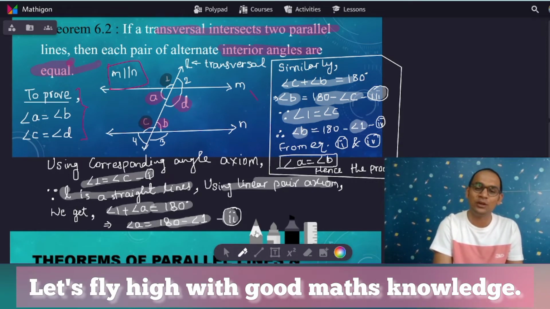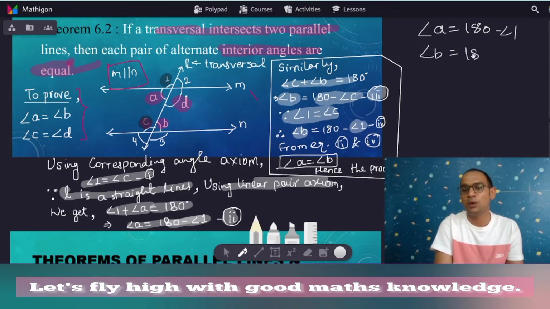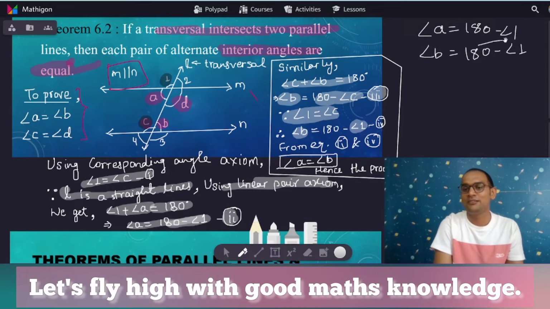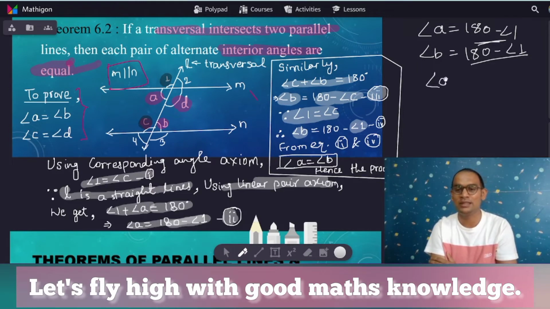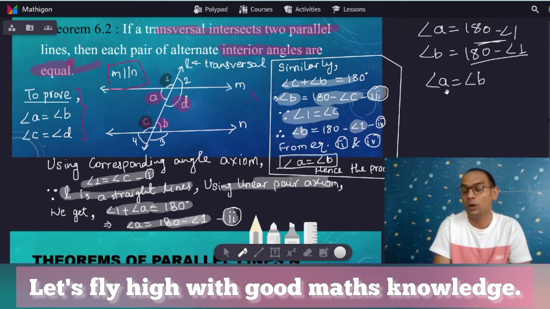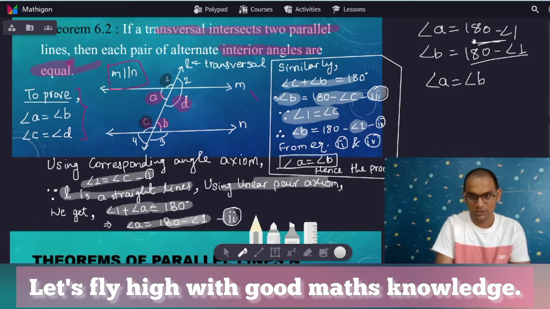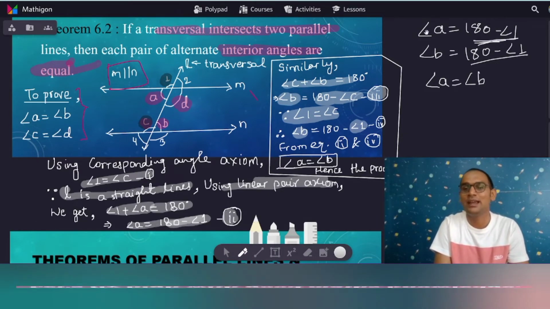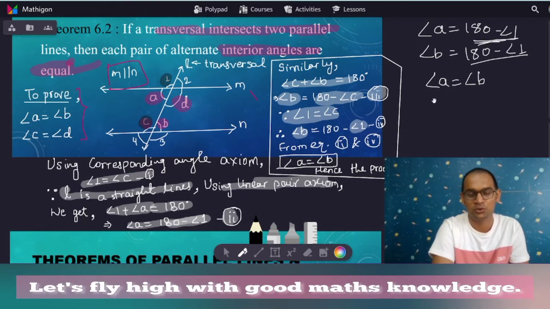If the right hand side of an equation is equal, then the left hand side also must be equal. I'll write that once again. Angle A equals 180 minus angle 1. Angle B also, in the fourth equation, we showed is 180 minus angle 1 itself. How do we know this? It's one of Euclid's axioms that if two things are equal to the same thing, A and B are equal to the same thing, then A and B are also equal. I hope that is very much clear for you guys.